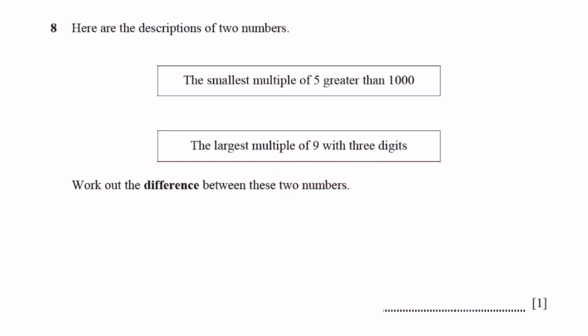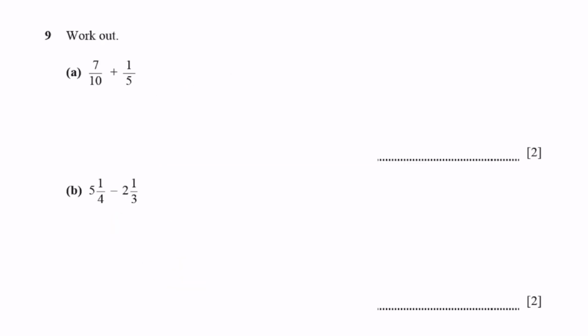So we can write 1,005, and then the largest multiple of 9 with 3 digits, so that means it's smaller than 1,005 because it has 4 digits. The largest multiple of 9 with 3 digits is just 999. So if we subtract 1,005 minus 999, we just get 6. That's the answer.